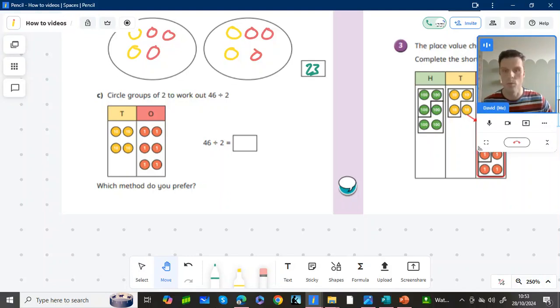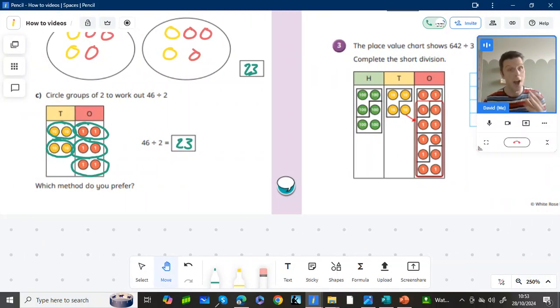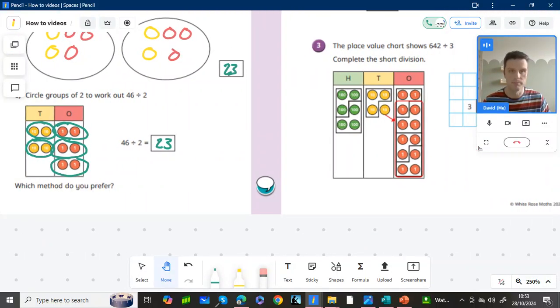And then here, we're going to be doing the grouping. So there's 1, 2 groups of 10 there, and 1, 2, 3 groups of 1s, 2 1s there. So all the answers are 23. Up to you which method you prefer. I always prefer using the 100 square. Okay.